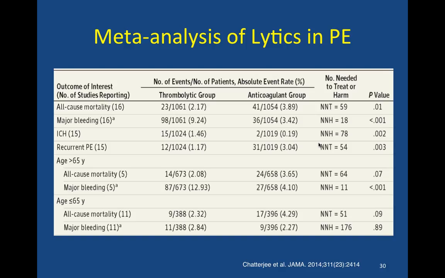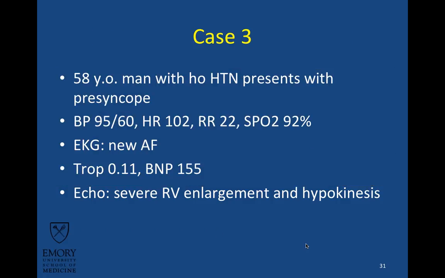There was a meta-analysis of lytics and PE, published in JAMA last year, showing that if they looked at all the cases who were treated with lytics, they showed actually improvement in mortality, but then the major bleeding was significantly elevated. But if they focused on the patients who were younger than 65, then it looks like the number needed to treat is smaller than the number needed to harm.